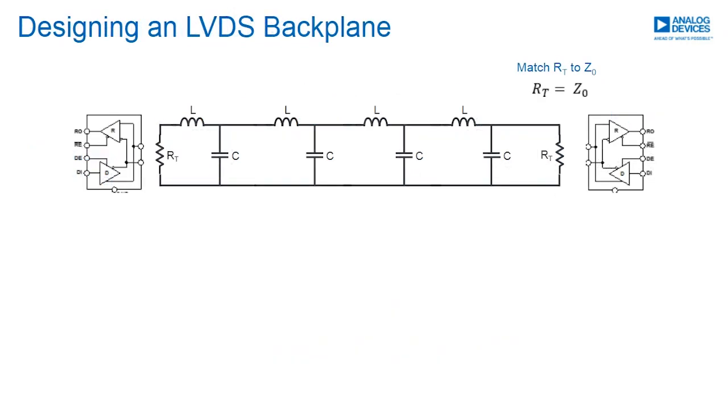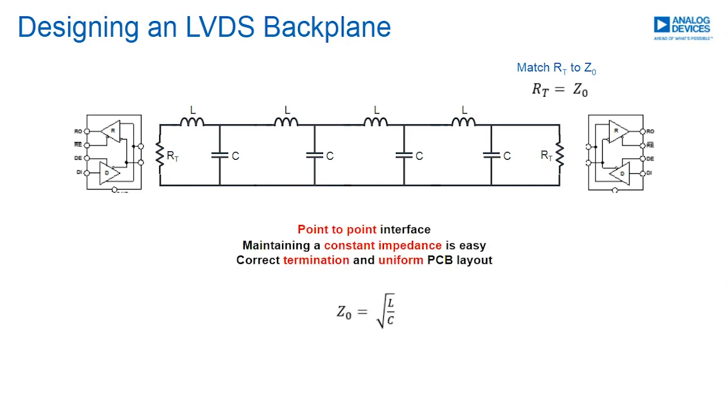We're going to lower the difficulty a little bit and first discuss how you would design an LVDS backplane. This is not a multipoint backplane, but just a communication link between two devices, so it is pretty trivial. Since it's a point-to-point interface, at the data rates involved with M-LVDS, maintaining a constant impedance along the trace of the backplane is relatively easy. You make sure that your PCB traces are uniform and you correctly terminate at either one or both ends of the network. This will ensure that Z0, the characteristic impedance, stays constant throughout the whole network, and you get no reflections.